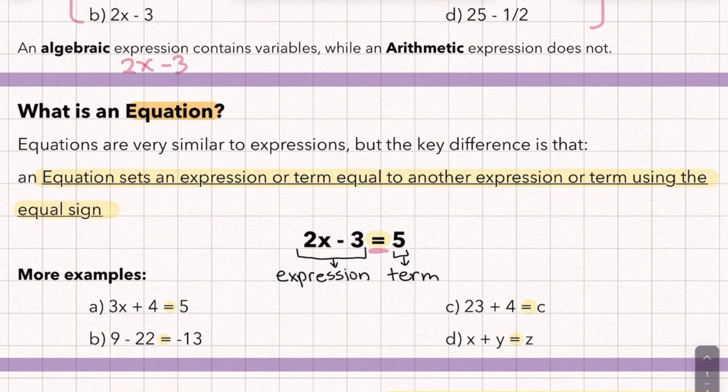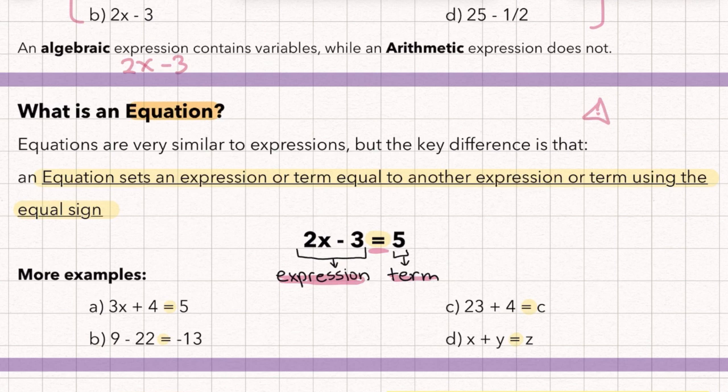Now, what is an equation? Equations are similar to expressions, but a key difference, and this is very important, is that an equation sets an expression or a term equal to another expression or a term using the equal sign. In this example here, 2x minus 3 equals 5. One side is the expression, which is 2x minus 3, and the other side, 5, is the term. And what makes this an equation is the equal sign that sets them together.